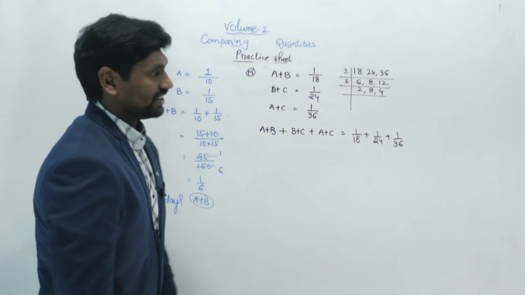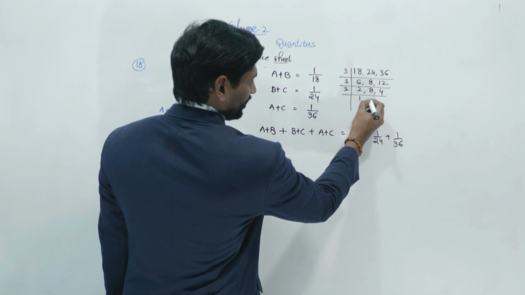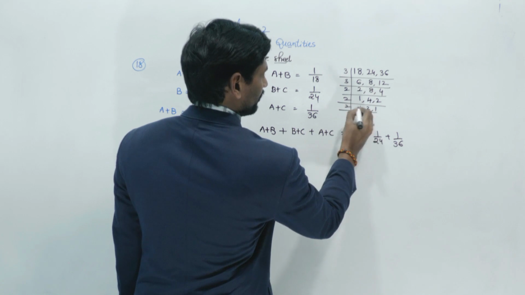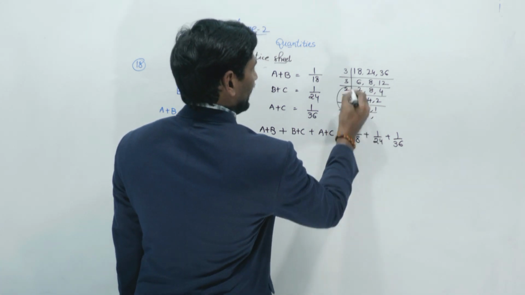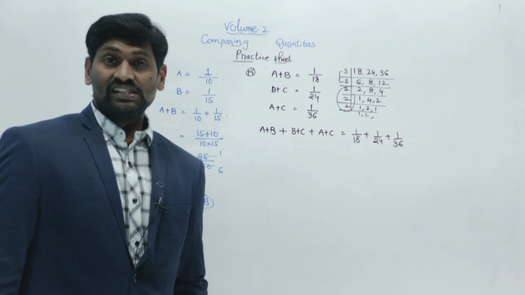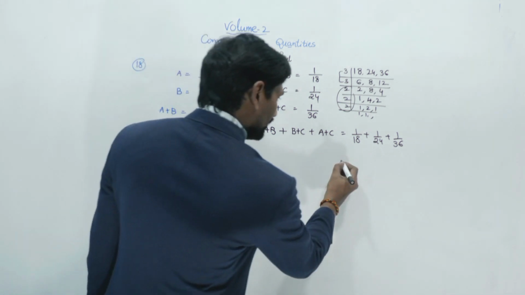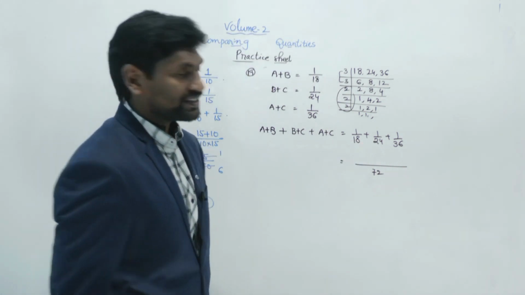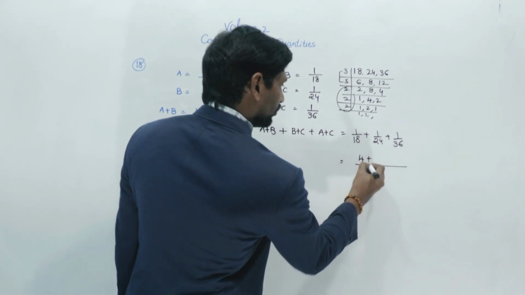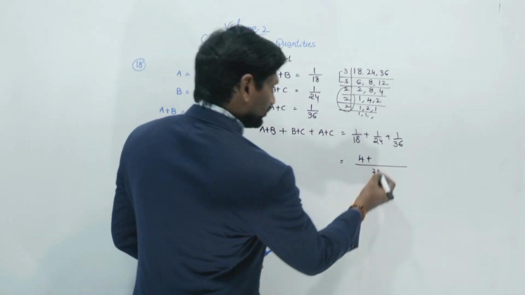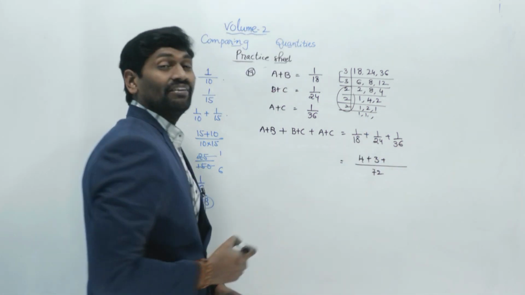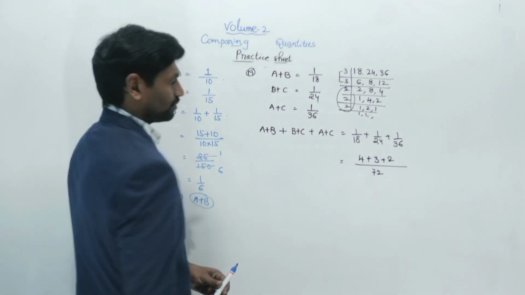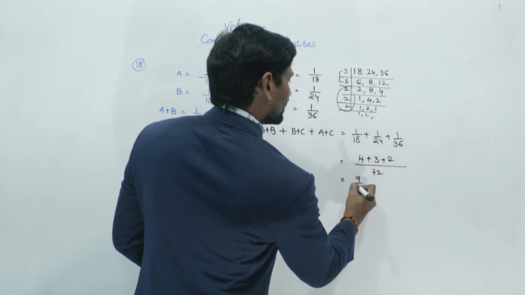Now 2 table you can take: 2 ones are 2, 2 fours are 8, 2 twos are 4, again 2 table, again 2 table. Yes, 8 into 9, 8 nines are 72. So the LCM will be 72. Now 18 goes into 72 exactly 4 times, so 4 into its numerator 1 is 4. 24 goes 3 times, 3 into its numerator is 3. 36 goes into 72 2 times, 2 ones are 2. So add all of them: 9 by 72.